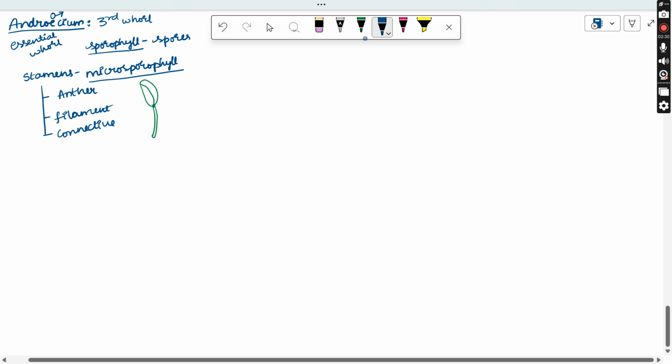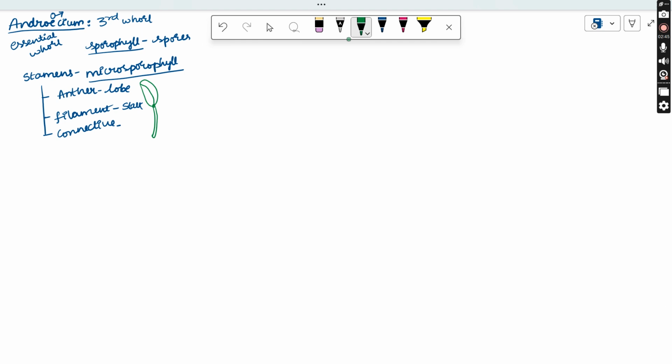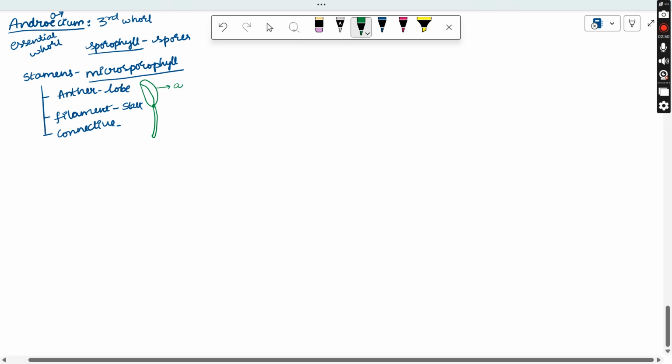So let us discuss briefly about these. The anther is a lobe type of structure, and the filament is a stalk-like structure. The connective is connecting the lobes of the anther. So this is one lobe, this is another lobe. Those two lobes will be connected by a connective. We have two types of anthers based on their lobes. One is of monothecous type, the other one is dithecous type. The anthers are of two types, monothecous and dithecous, based on the lobes which are present.